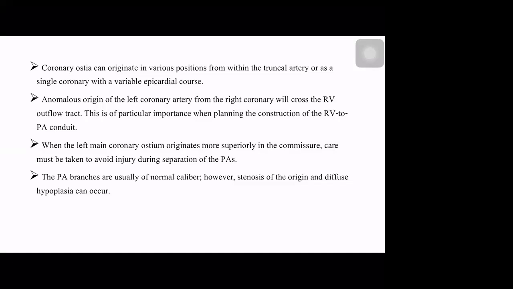When the left main coronary ostium originates more superiorly in the commissure, care must be taken to avoid injury during separation of the PAs. You already know that in type 1, there is origin of PA from the truncal artery just above the location of the common semilunar valve, and we have to separate that main pulmonary artery from the truncal artery. During separation of this MPA, we must consider the location of the ostium of the coronary arteries. Otherwise, there will be injury.